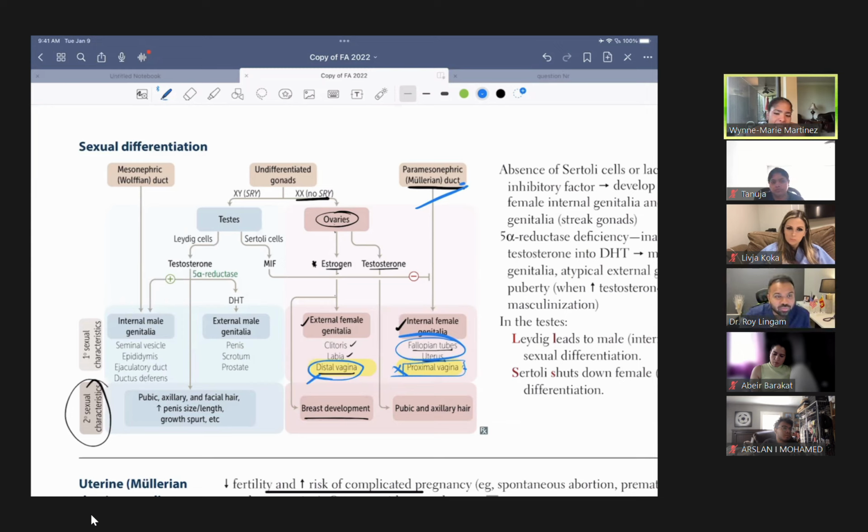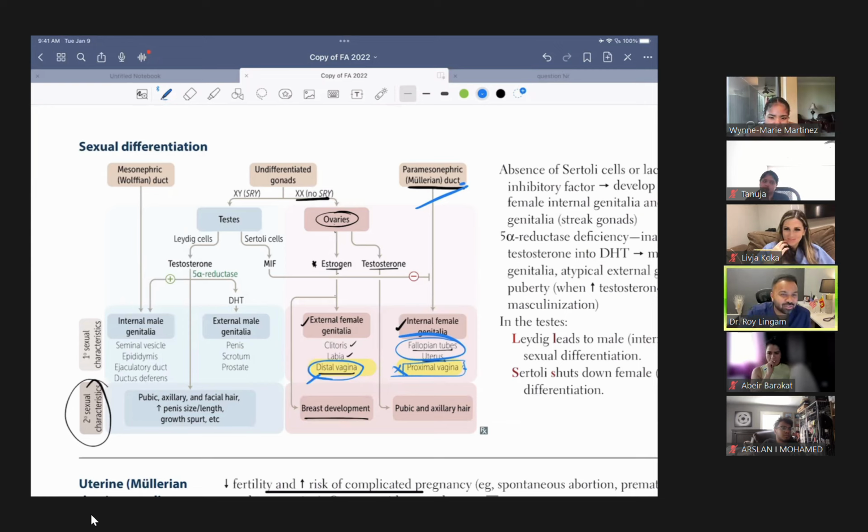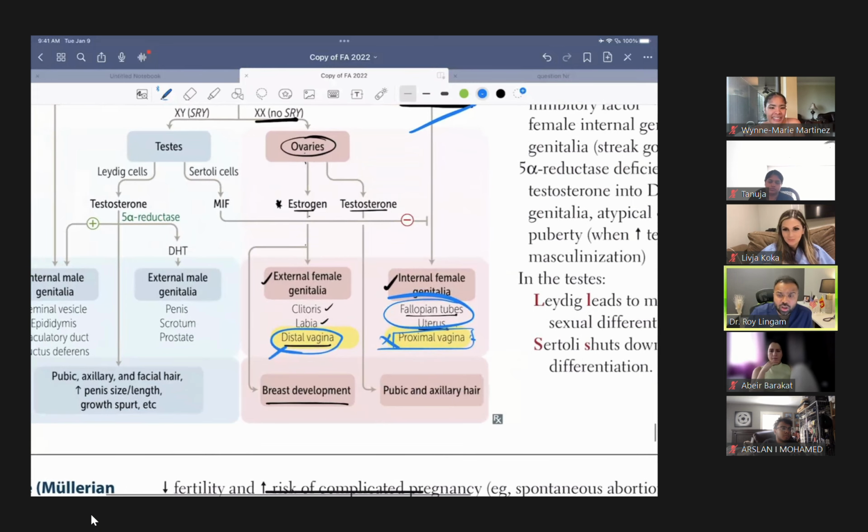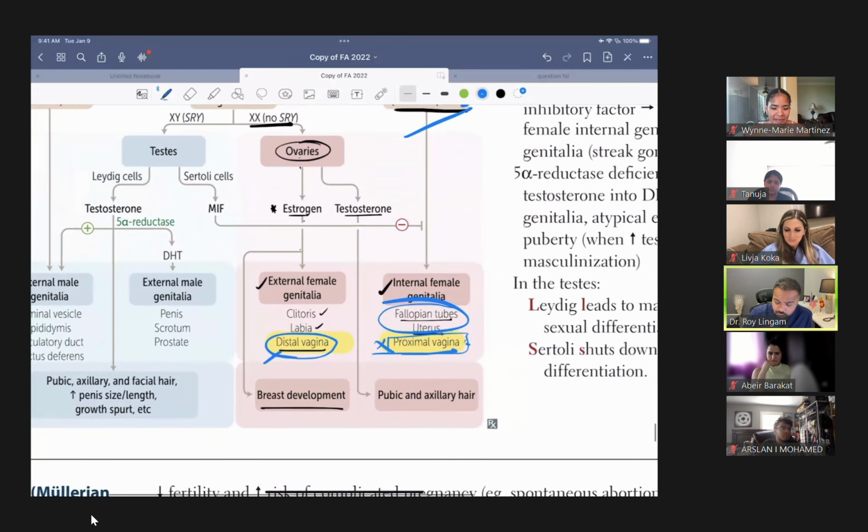What exactly is the proximal vagina? It's the first part of the vagina. So when you take the total vagina, we divide it into proximal, and the external part is the distal. Whatever part is attached to the cervix, let's say the uterus, it's called proximal. So that's the idea here. So she would not have proximal vagina, uterus, and fallopian tube. Is that clear, folks? So that's the second step.